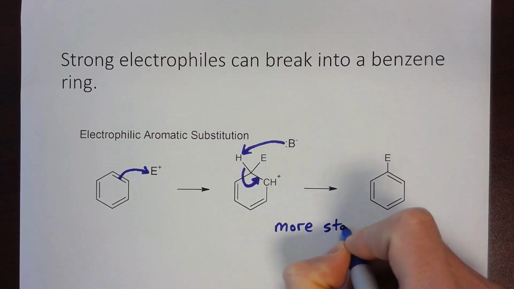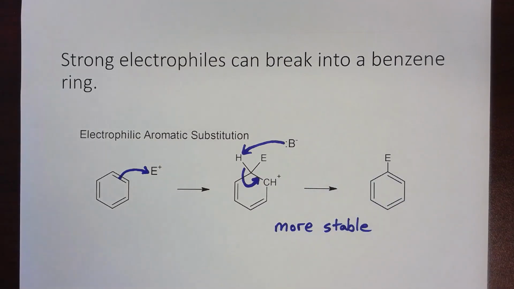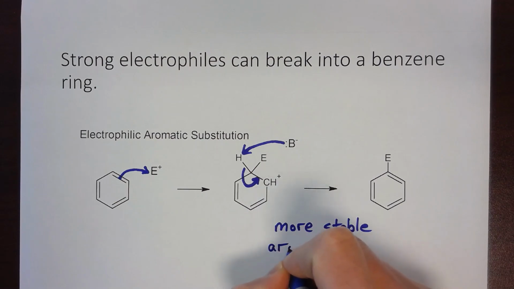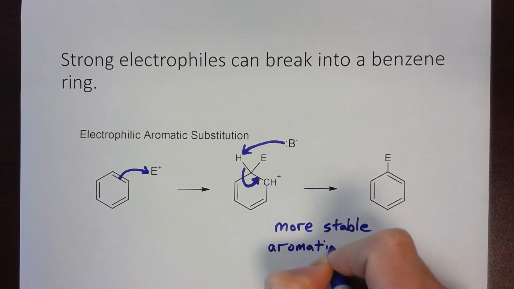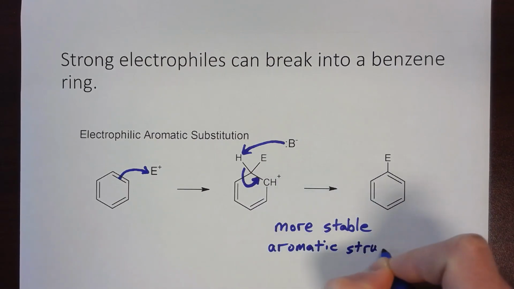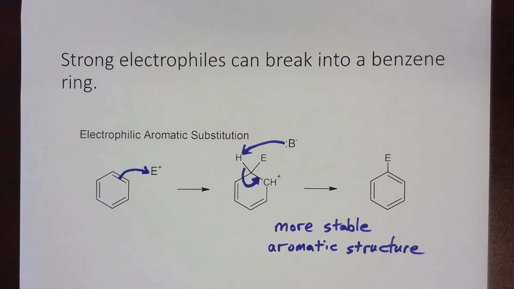Alkenes react with electrophiles in an addition reaction. However, because benzene has an aromatic structure, that structure is more stable, and so we get a substitution reaction when benzene reacts with electrophiles.